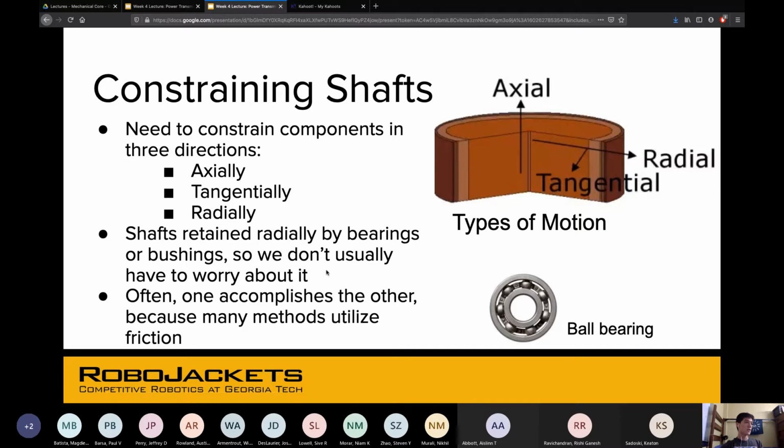So usually things will constrain things radially. That's probably the most common thing, is if you constrain one shaft to something else, they won't be able to move out from each other. So we're not gonna be talking about that so much. And then because of friction, usually one will take care of the other. So we'll talk about that.